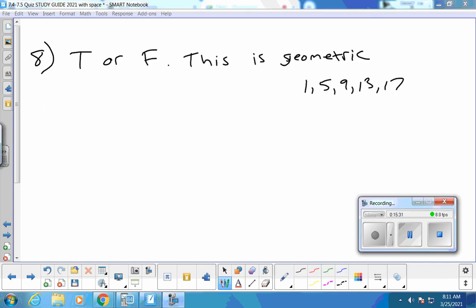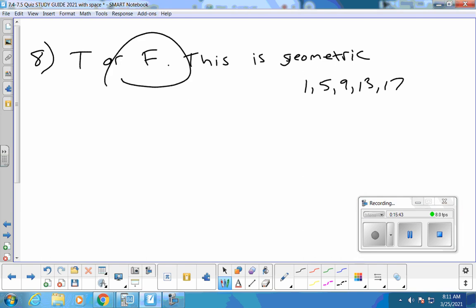All right, this is just testing your knowledge on if you know what geometric means. Geometric means you're multiplying by a constant amount. No, it's adding 4. This is called arithmetic because they're adding a constant 4, not geometric. So go false on that.